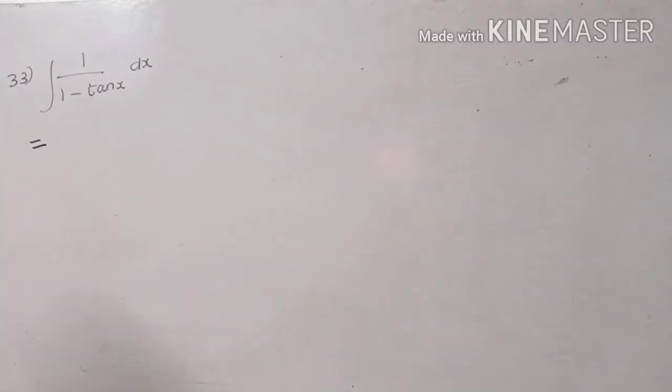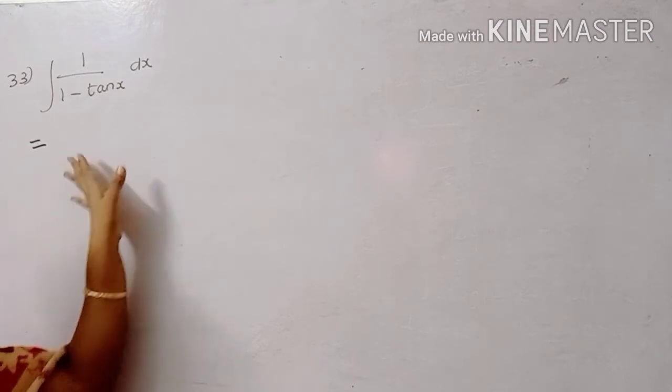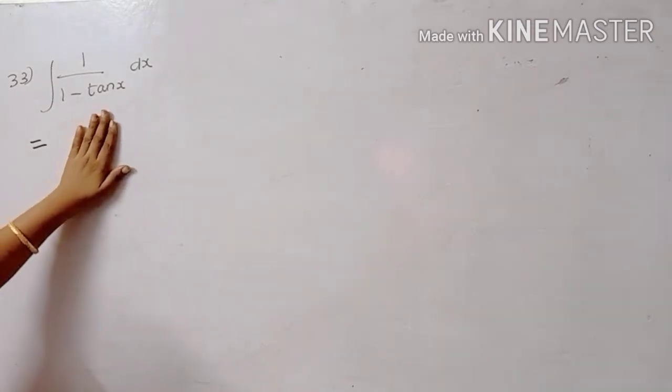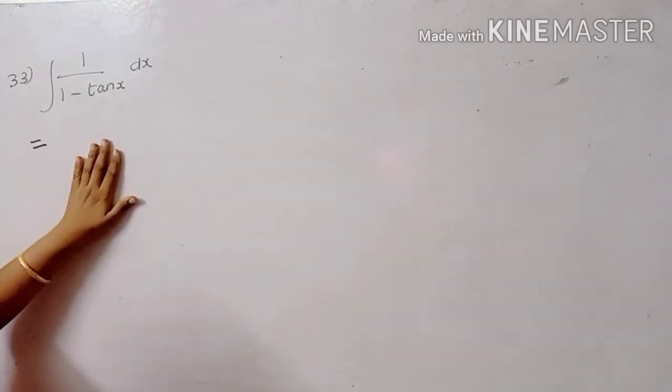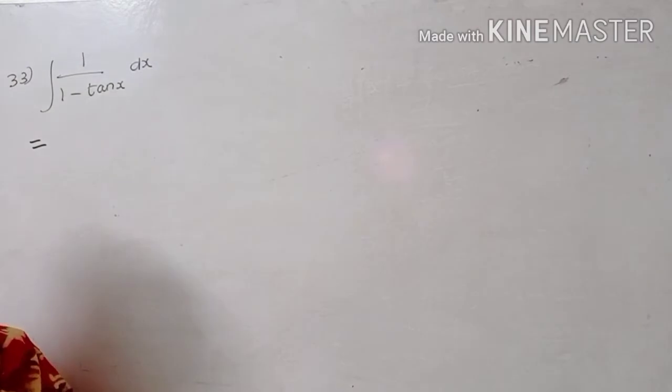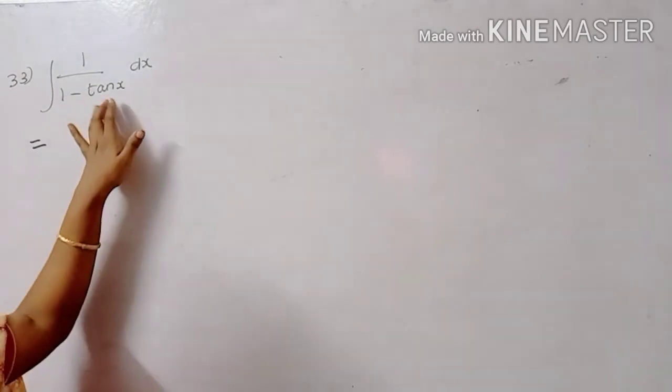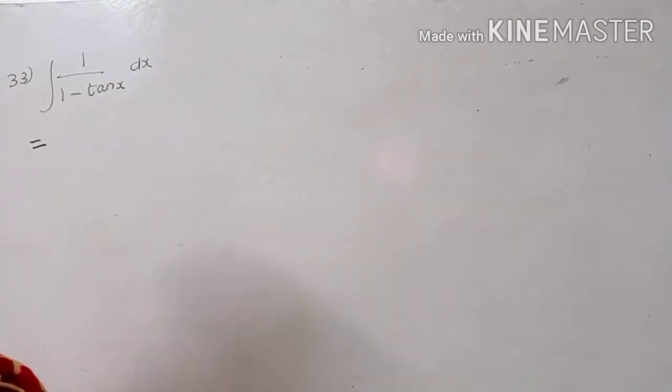Sum number 33, integral 1 divided by 1 minus tan x dx. So this is also the same sum which we had done as sum number 32. In sum number 32 it is the same way, there it was cot x, here it is tan x. So first step, what do we do? In place of tan x, we use sin x by cos x.